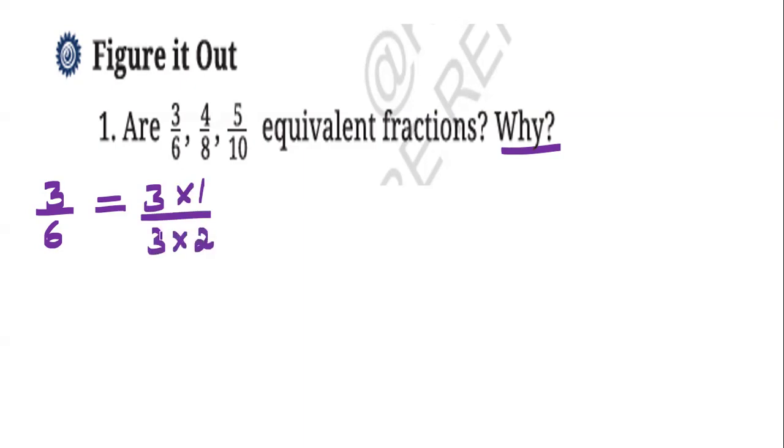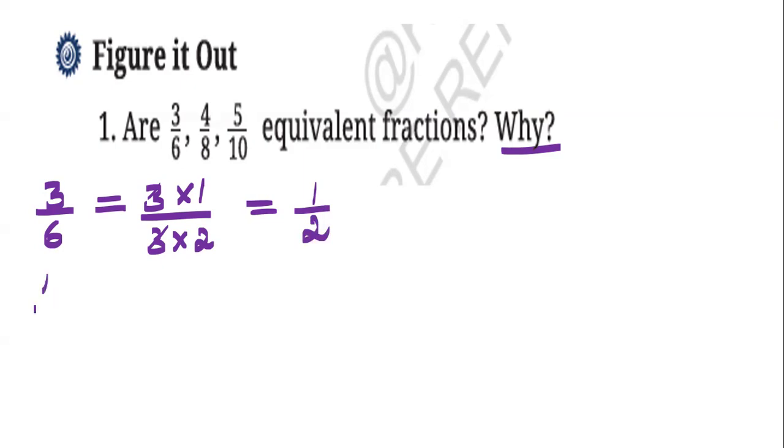This is simple. Try it yourself. Next, are 3 by 6, 4 by 8 and 5 by 10 equivalent fractions? Why? Because we can write 3 by 6 as 3 into 1 by 3 into 2. This 3 gets cancelled. We get 1 by 2 as the answer.